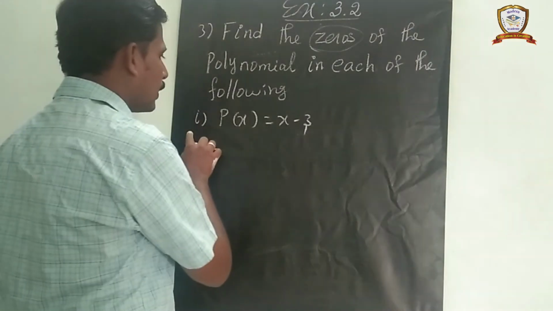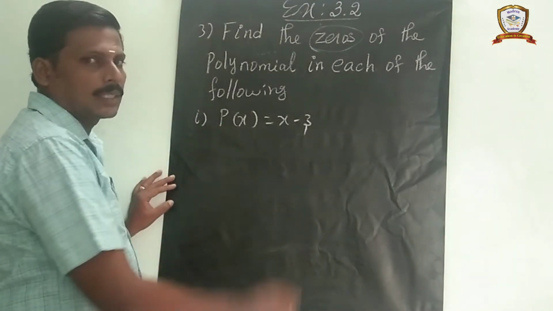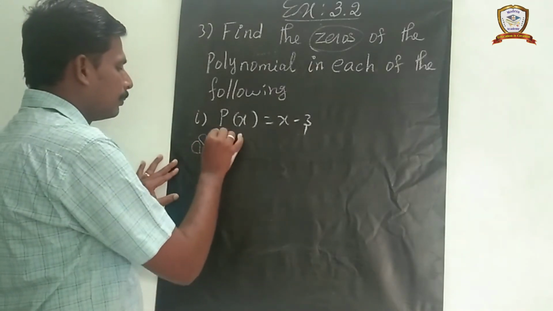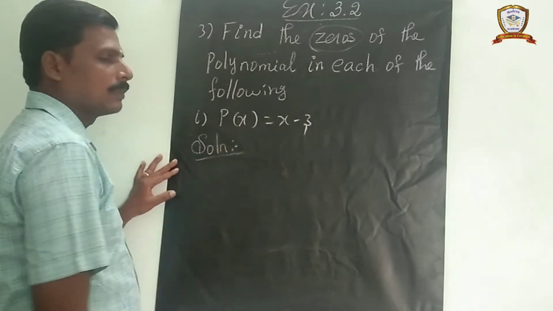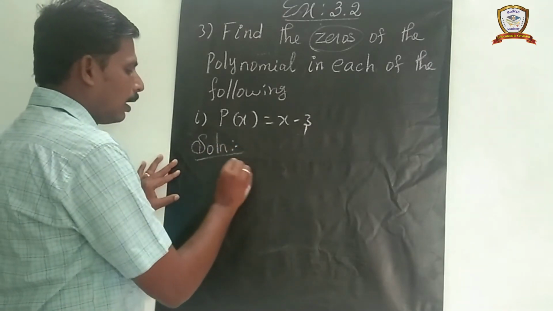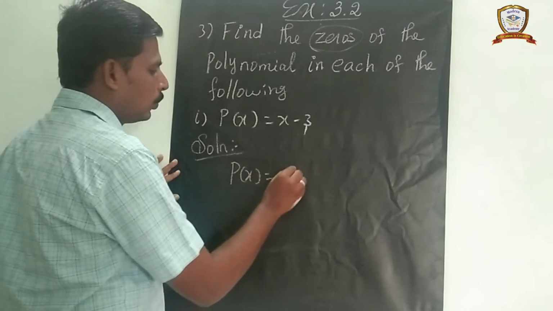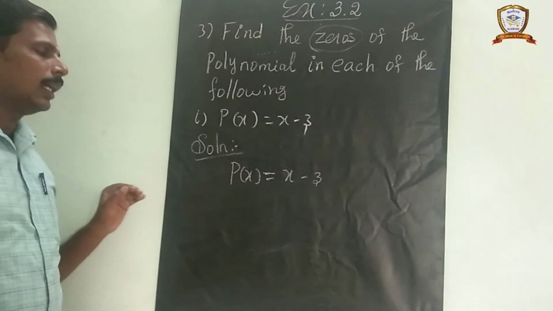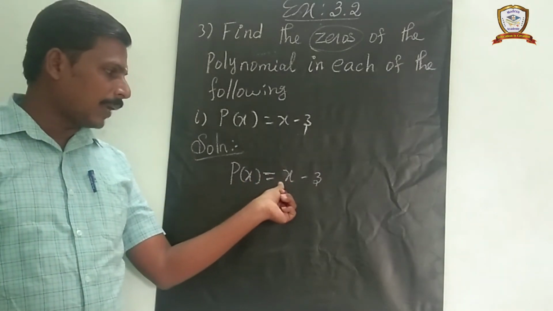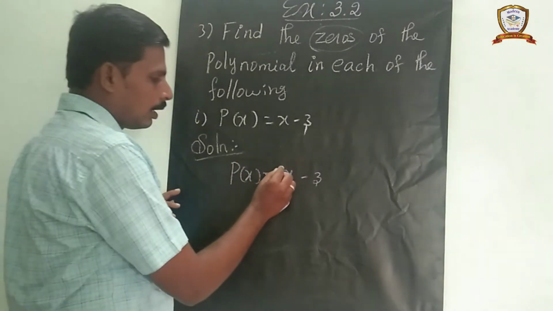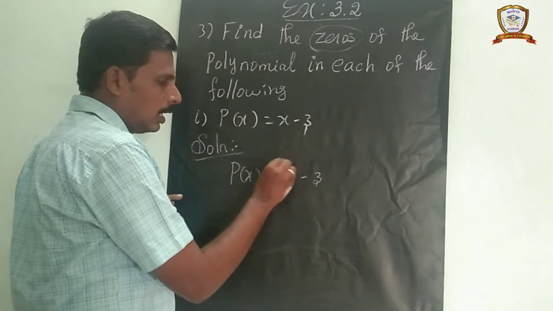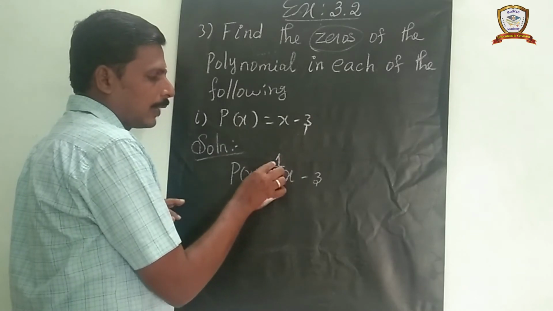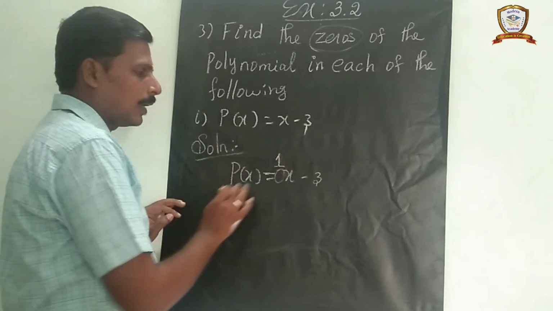Okay, first subdivision sum is p of x equal to x minus 3. So solution: p of x equal to x minus 3. Here the coefficient of x is 1. So the coefficient of x is 1.